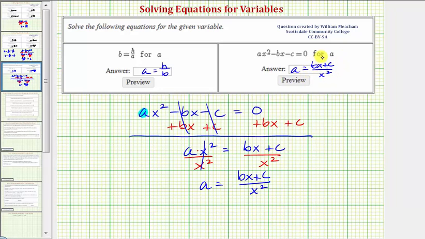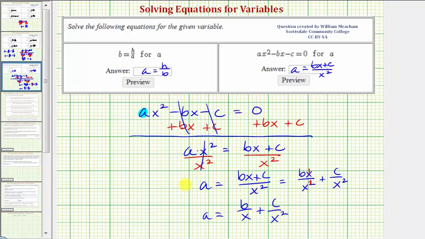So this is fine as our answer, but I do want to show how we could express this a little bit differently. We could write this as two separate fractions and write bx divided by x squared plus c divided by x squared. If we did this, notice how we do have a common factor of x here. This x would simplify to 1, and the x squared would simplify to x to the first, since we have a common factor of x. So we could also express a as a equals b divided by x plus c divided by x squared.